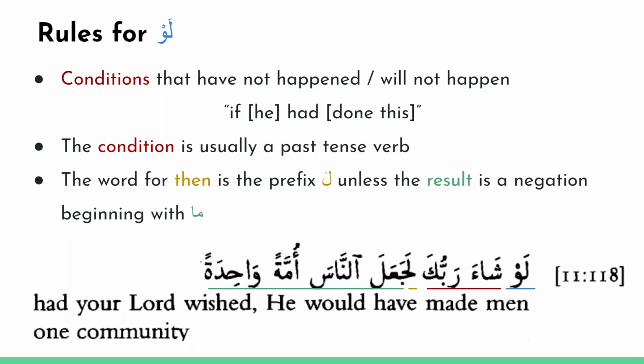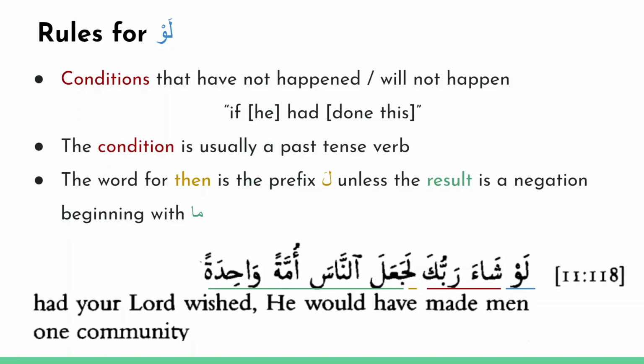So like I mentioned, law is used to describe conditions that have not happened and will not happen. So one way of thinking about it is if the sentence is like, if he had done this, it would have turned out differently. It's saying that if he had done it, we know he didn't, but if he had done it or if you had done this, something else might have happened. The condition for law is usually a past tense verb. It's not always a past tense verb, but usually it is.